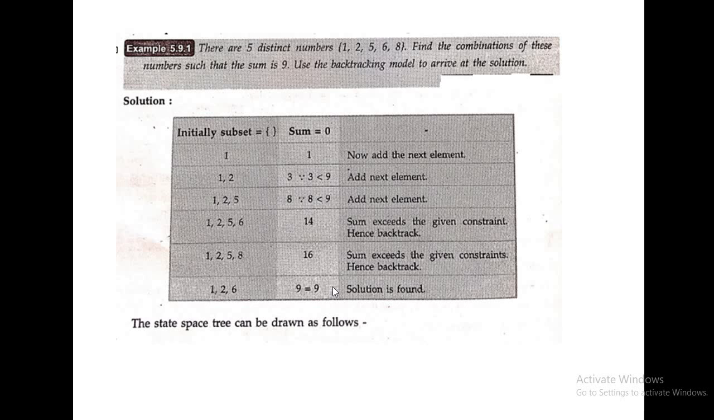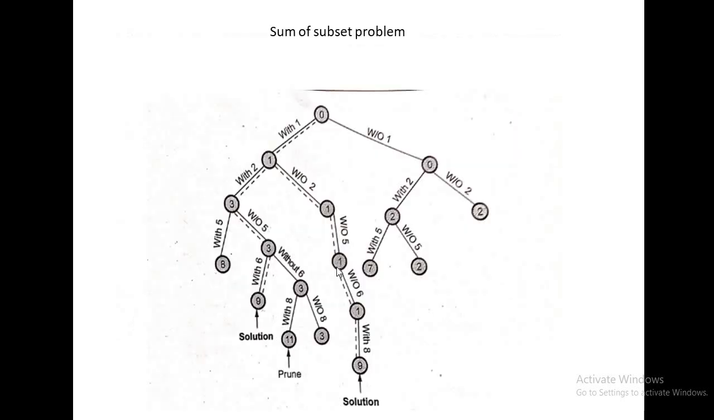We have to draw the state space tree for the given problem. Start with 0. With 1, without 1. With 1 means we add the corresponding 1. Without 1 means we do not add the 1. So with 1, I am going to add the 1: 0 plus 1 is 1. With 2 means we add the value 2: 2 plus 1 is equal to 3. Without 2 means we do not add the 2 value. Then with 5, without 5. Then with 6, without 6.